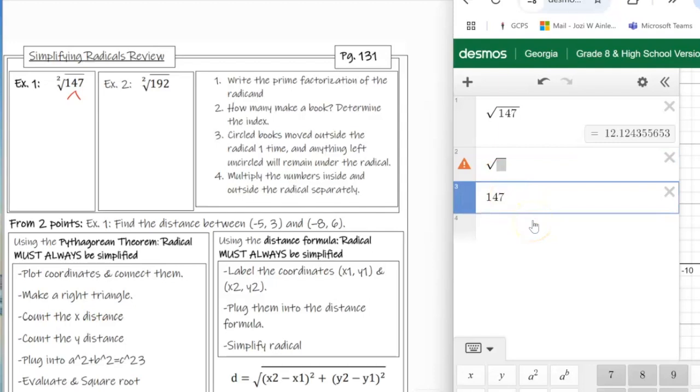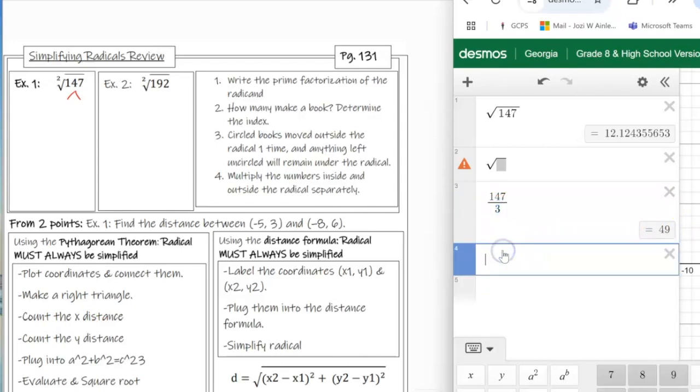If you are not strong in your multiplication facts, you can use the calculator. So I'm going to do 147 and I'm going to check the prime factors. So does dividing by 2 give you a whole number? It does not. So 2 doesn't work. Check 3. 3 works. So if I divide by 3, I get 49. That works. It's a whole number. So now I have 49.